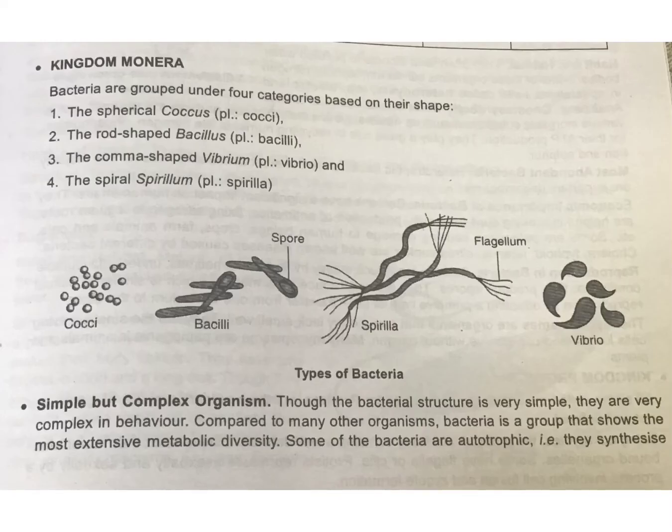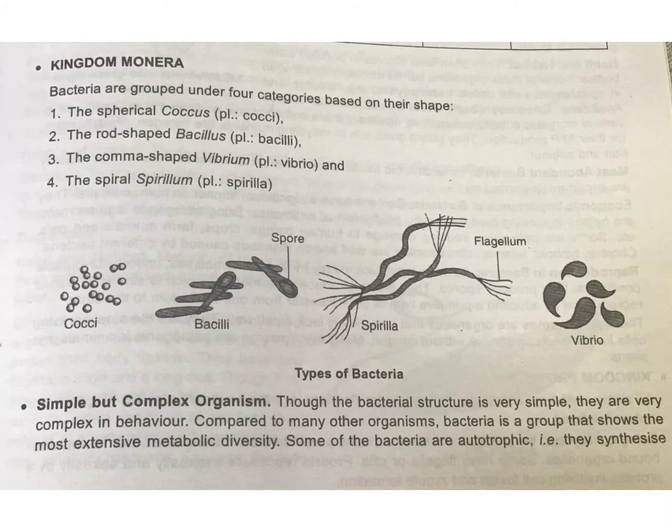Now let us discuss one by one all the kingdoms which were explained by Whittaker. First is kingdom Monera. Kingdom Monera includes all the different types of bacteria. They are grouped here on the basis of their shape. If you observe the shape, you can see the diagram. They may have a spherical shape, means round, and are considered coccus type. If they are rod shaped, they are considered bacillus. If they are spiral shaped, they are known as spirillum. And lastly, if they are comma shaped, they are known as vibrio.